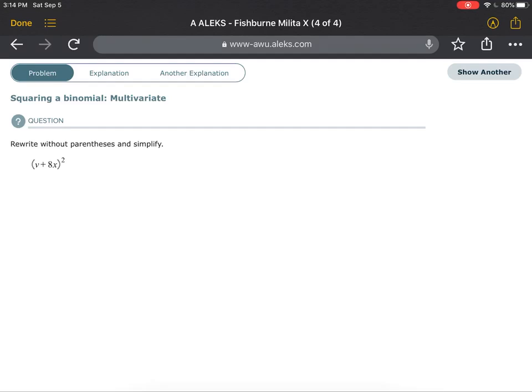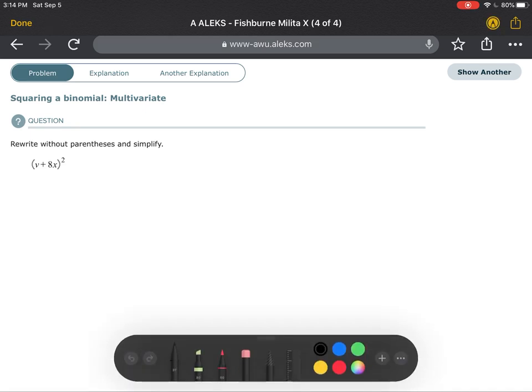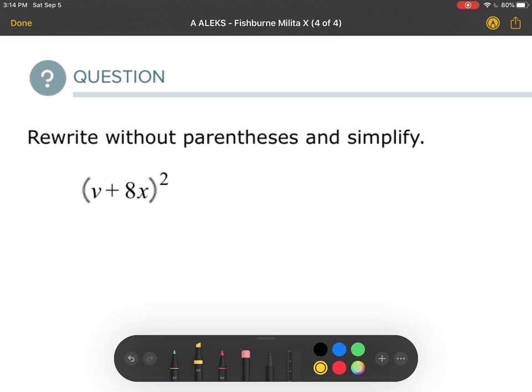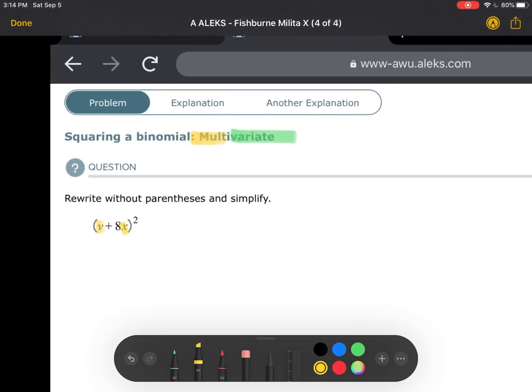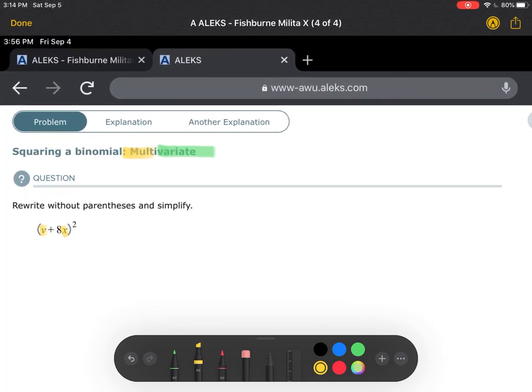Alright guys, so this video is going to talk about squaring a binomial, a multivariate. I've unintentionally chosen a lot of questions with the variate concept. Just to review, a multivariate is going to be talking about variables that have multiple variables in there. So here in this question, you have v and you have x. This is really just like the video of the univariate that I showed you guys, just with two letters.